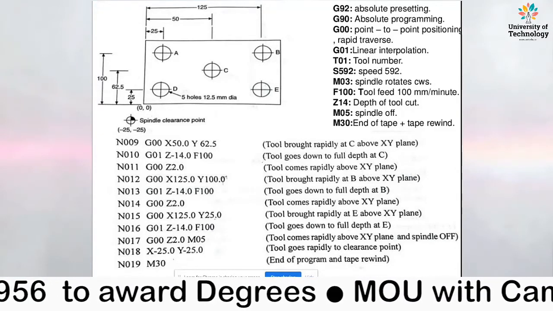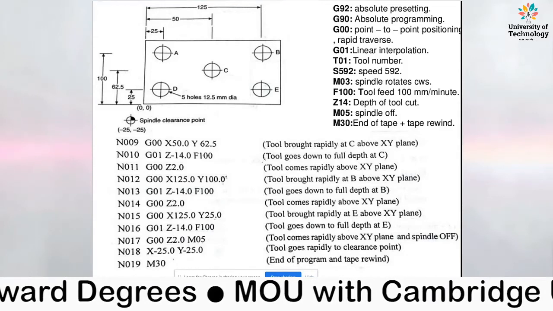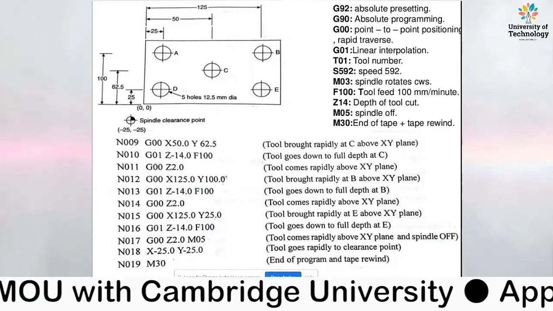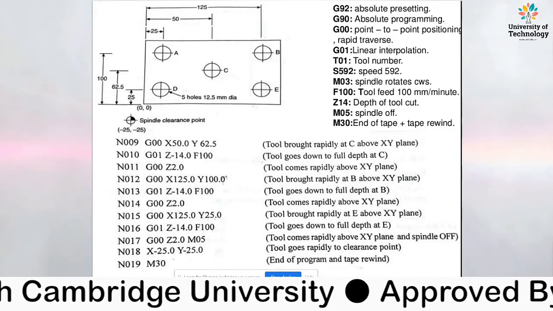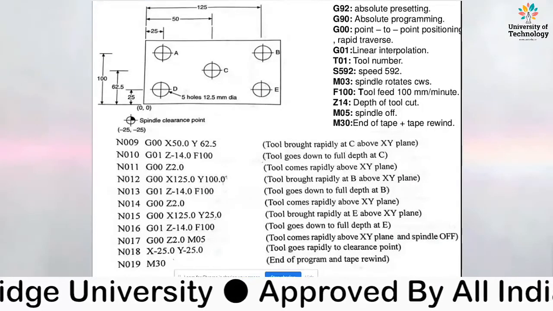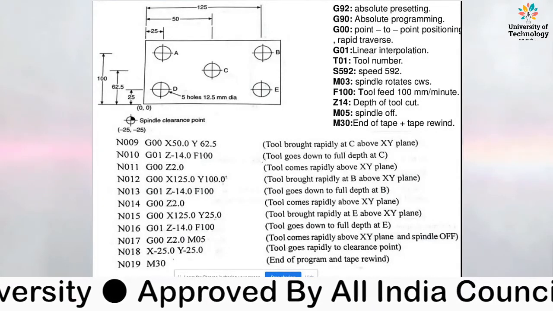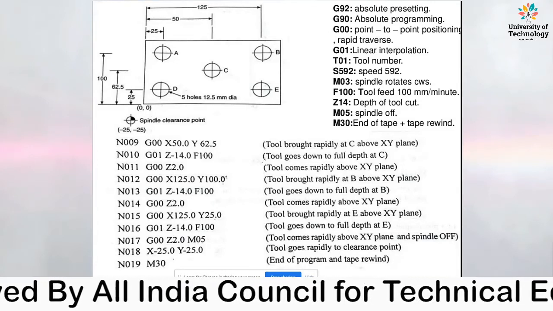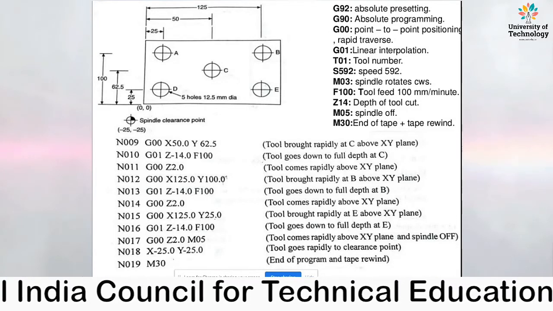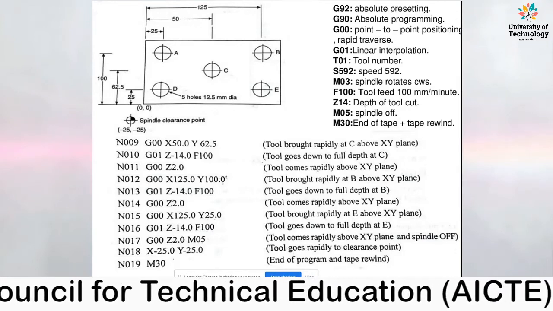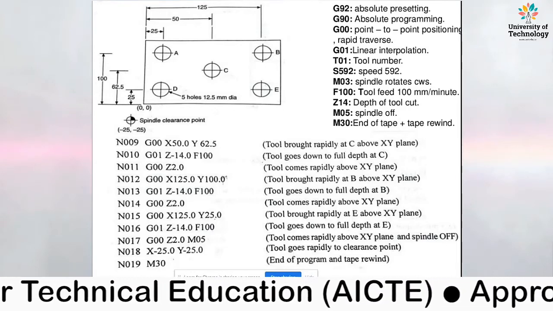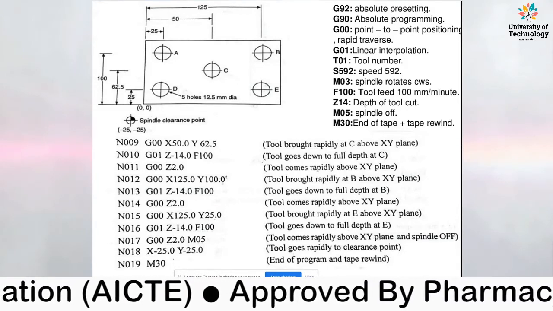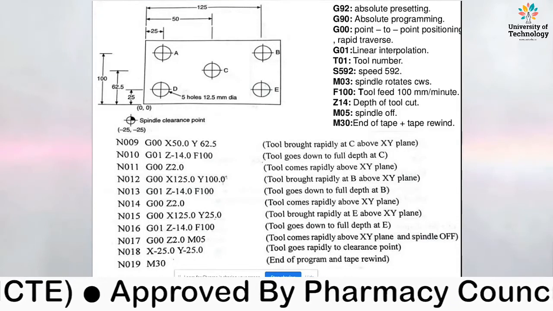And N015, G00, X125, Y25. The tool is brought rapidly to E above the XY plane. And again we want to drill hole E. N016, G01, Z-14, F100. The tool goes down to full depth at E. N017, G00, Z2, M05. M05 stops the spindle. The tool comes rapidly above the XY plane and the spindle is off.